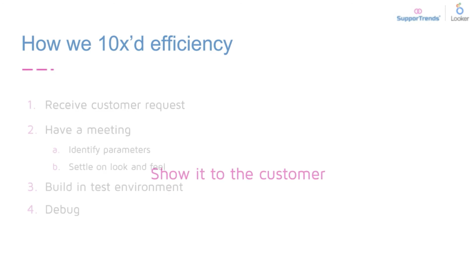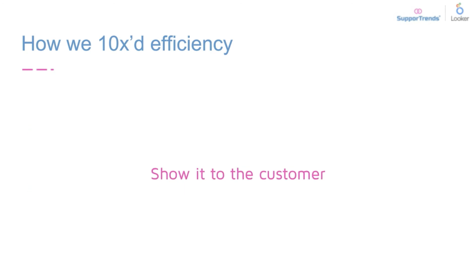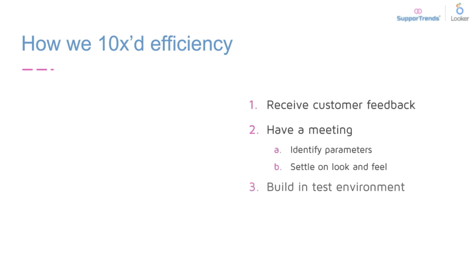At that stage, we show it to the customer, and basically, the customer tells us all the things that are wrong with it. We go back into the process, and it's pretty easy to see that over the course of a couple cycles here, we are looking at a solid month to deploy a new feature.